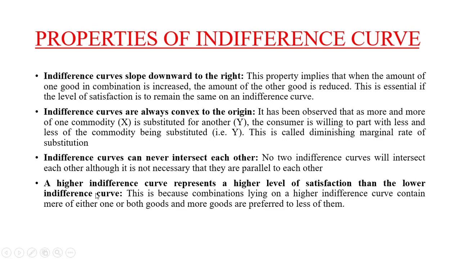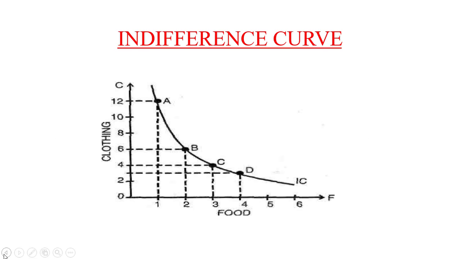The next one is a higher indifference curve represents a higher level of satisfaction than the lower indifference curve. Now let me go back again to the curve and see here. When you have this indifference curve, one indifference curve, right? And suppose here we draw another indifference curve. Compared to this, the other curve will be higher, right? So when it is higher, it is giving higher satisfaction. Higher the indifference curve, higher is the satisfaction.